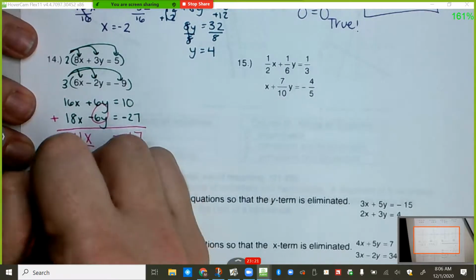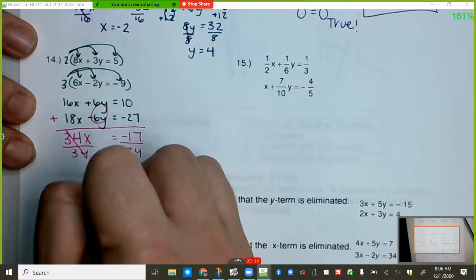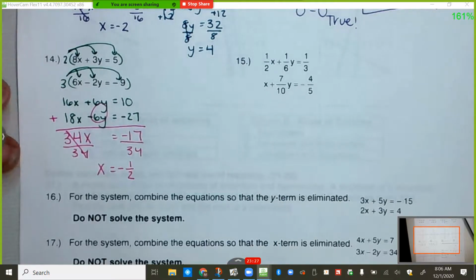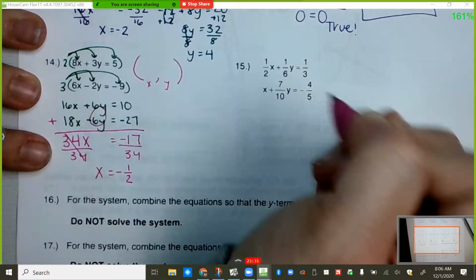So when I divide both sides by 34, I end up getting x equals negative 1/2, which if you wrote as a decimal is totally fine because it is a pretty decimal. I'm going to leave it as a fraction.